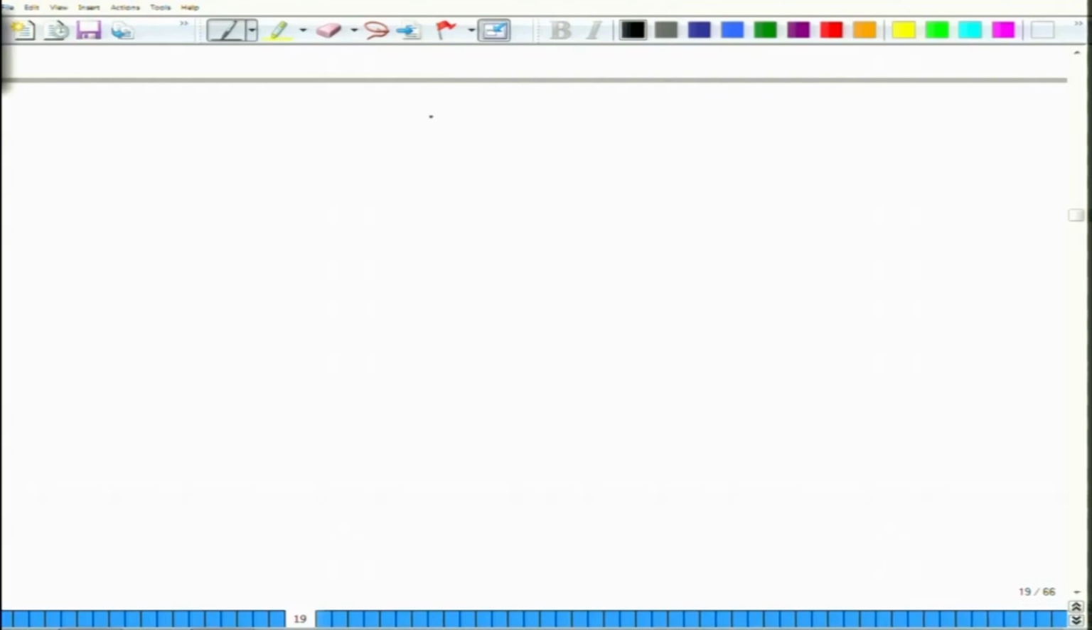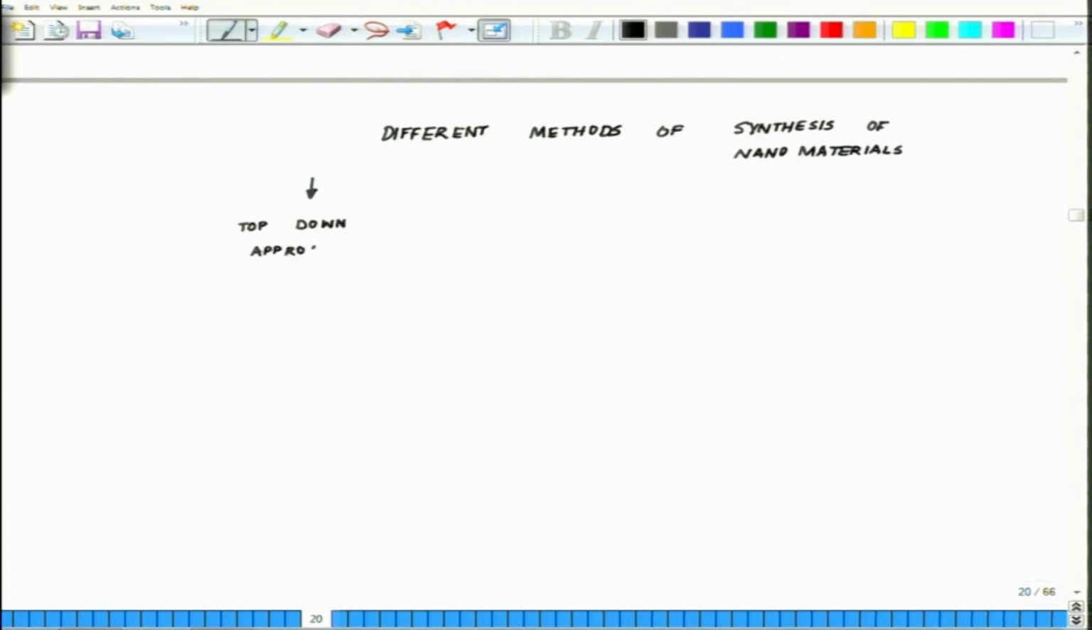So the basic classification of the different methods of synthesis of nanomaterials is into two groups: either a top down approach or a bottom up approach.